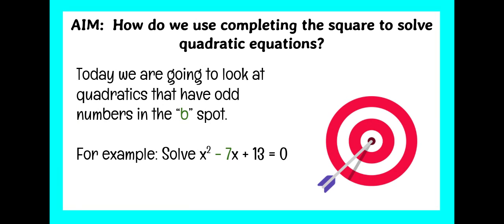For example, x squared minus 7x plus 13. Yesterday, when we were having them, they came out to nice numbers. Today, they're not going to be so nice. So you're definitely going to need a calculator on hand.